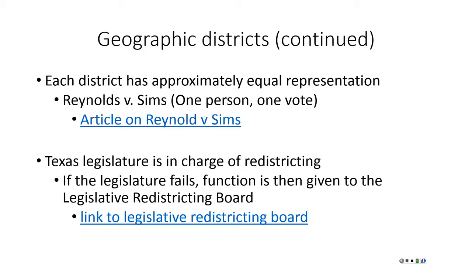If the legislature fails in their duty to redistrict, the function is then given to the Legislative Redistricting Board. And I provided a link where you can go check out their website.